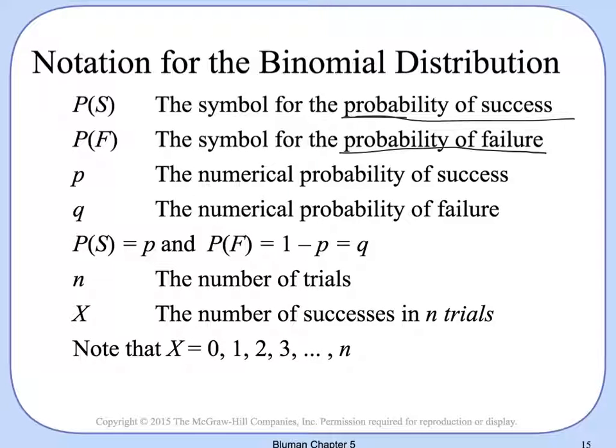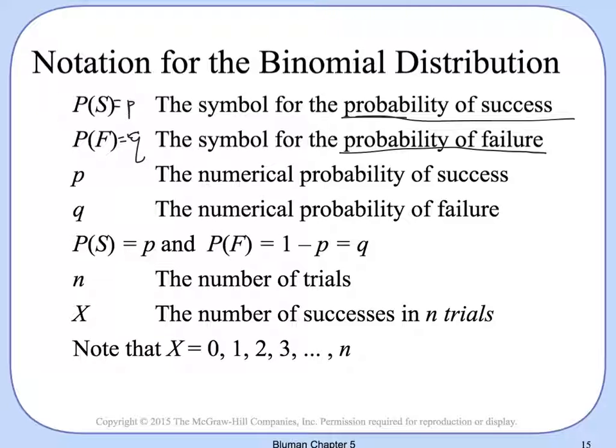Lowercase p is the numerical probability of the success. So this is like the symbol, and this is the actual number. I sometimes tell people that P of S is actually equal to little p. That's the probability of success, and q is the numerical probability of the failure. So P of F is actually q. The probability of a failure is your q number.